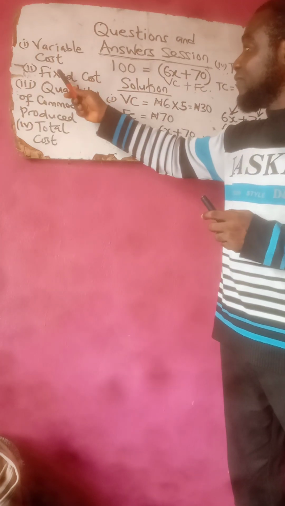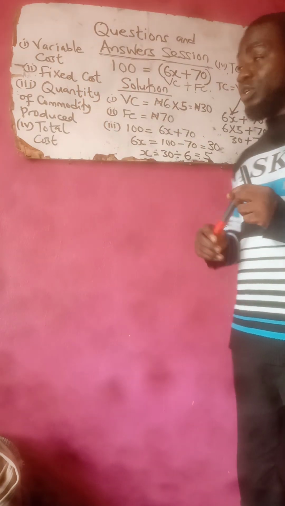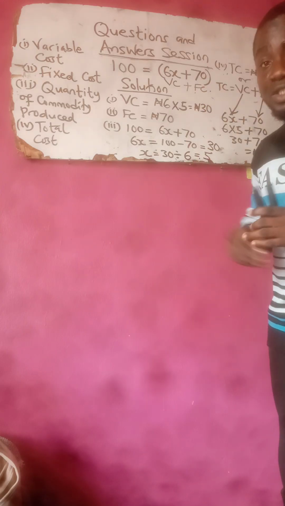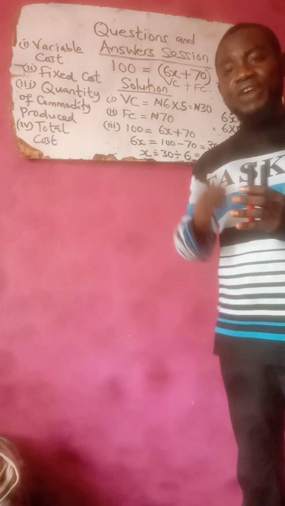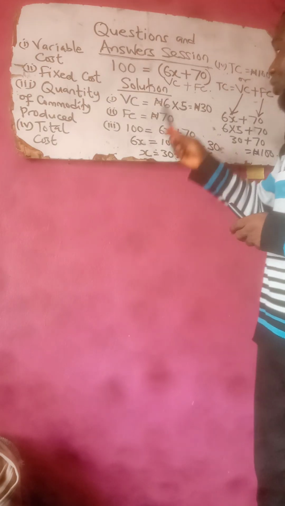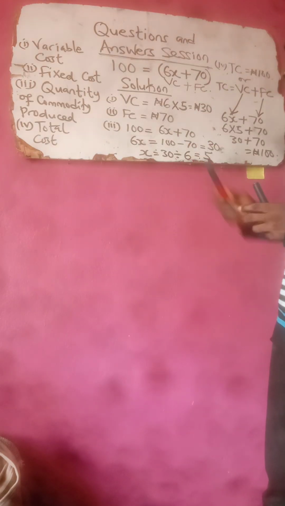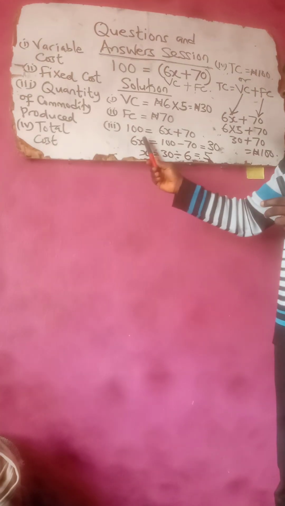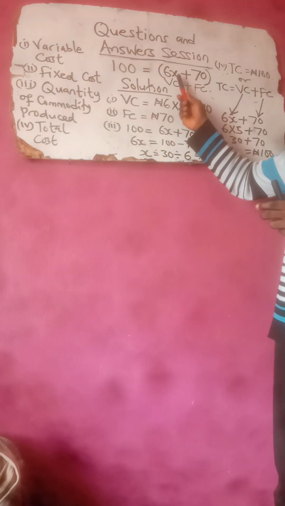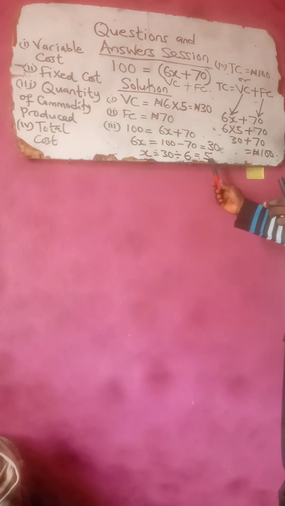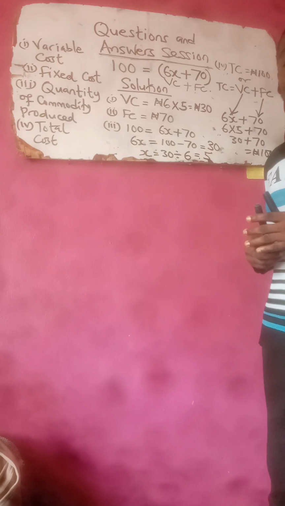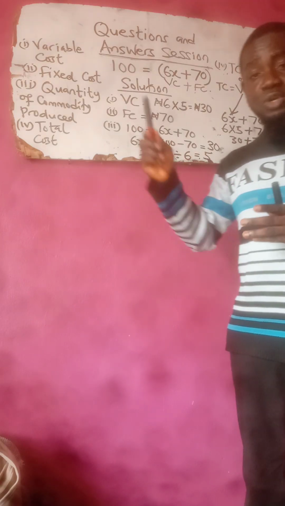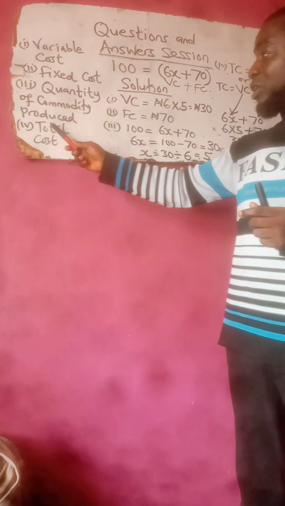So if you want to calculate the fixed cost, there is no need for any calculation. The fixed cost is as simple as 70 naira. Fixed cost does not vary with any quantity. It is a constant value that is not attached with any letter. So the answer to the fixed cost here is 70 naira. We have already determined the quantity of commodity produced, which is letter X, and that is 5 units. It can be 5 grams, it can be 5 tons, it can be 5 bags, depending on the nature of the commodity in question. Then you have to calculate the total cost.